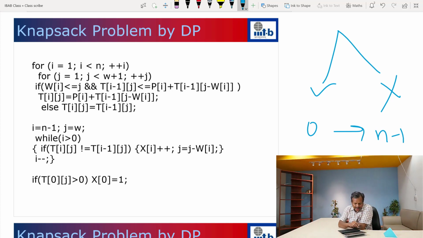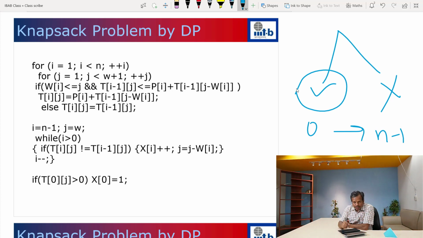So what I have here is T of I comma j. T of I comma j will keep track of the maximum profit that I can make if I am allowed to pick only from the first I items and I am given a knapsack of size j. We have already discussed how to initialize this for I equal to 1 and for different values of j. Once the initialization is done, for I equal to 1 to n and j equal to 1 to W plus 1, you check whether choosing the ith item is beneficial to me.